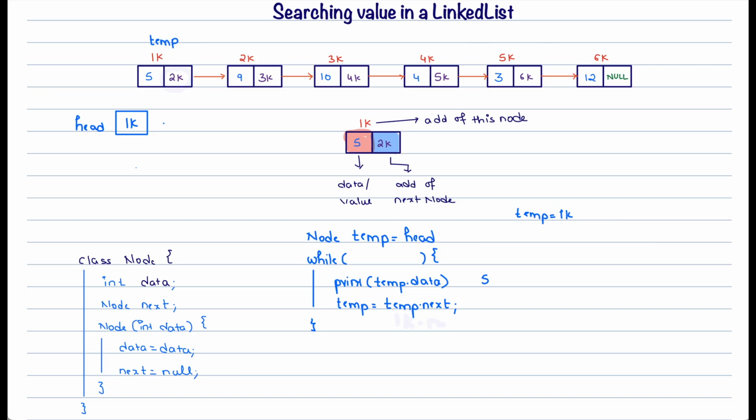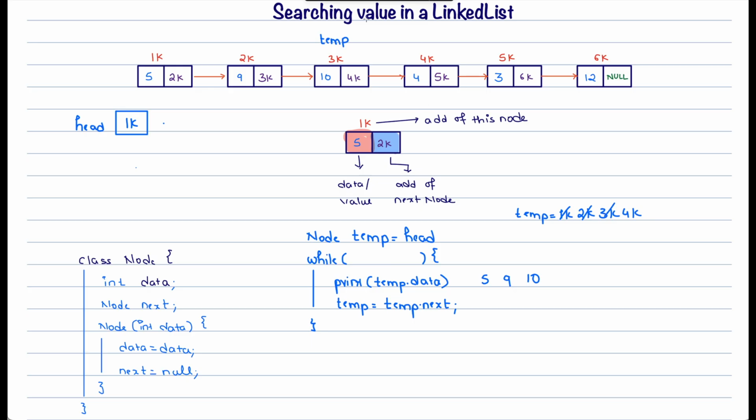So the temp will be 2k now. Again, let's imagine that this is getting satisfied, so I'm going to enter this while loop. I am going to print temp of data, that means 2k of data, which is 9. So I'm going to print 9, and then I'm going to update with 2k of next, which is 3k. Now I'm standing over here. Now I will be printing the data first, which is 10, and I will be updating the temp, which will be 4k. I believe you got this.